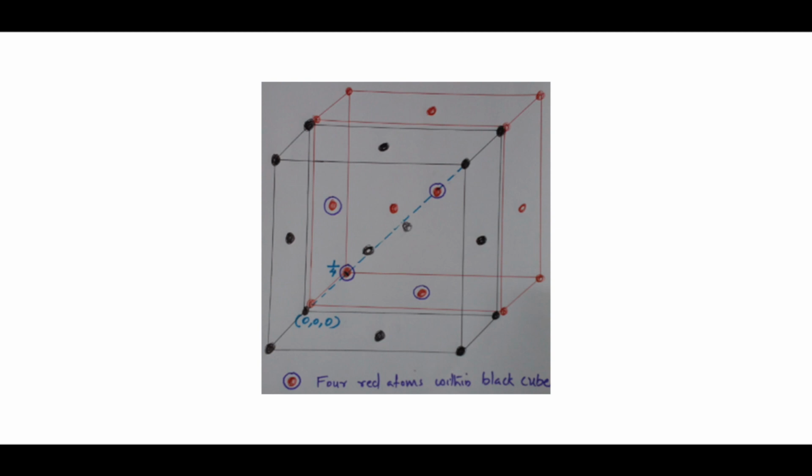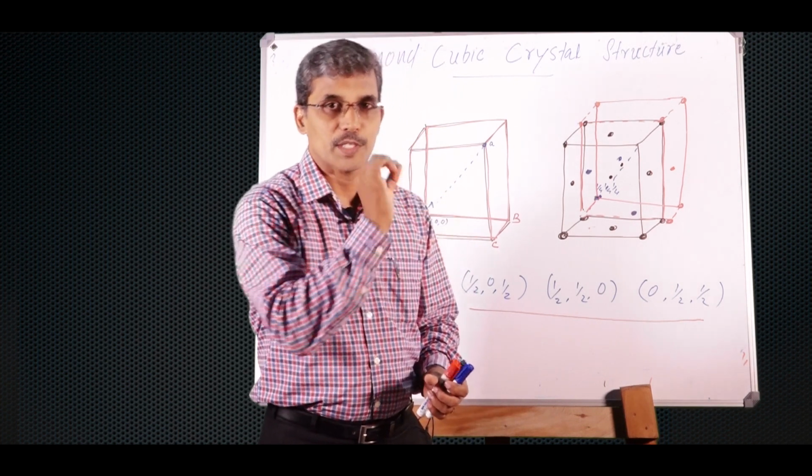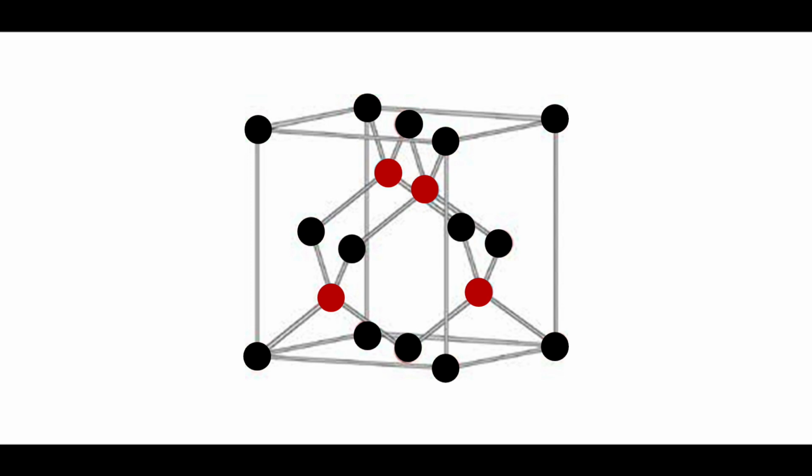They are not equivalent in the sense that we cannot move from one lattice position to another lattice position by a lattice translation operation. Therefore, they are considered as two independent, separate lattice positions. That is how we get the diamond cubic crystal structure. Diamond cubic crystal structure has a cubic unit cell. So the unit cell is purely a cube. The diamond cubic unit cell has 8 corner atoms, then 6 face-centered atoms, and 4 atoms within the cube from the second face-centered cubic lattice.